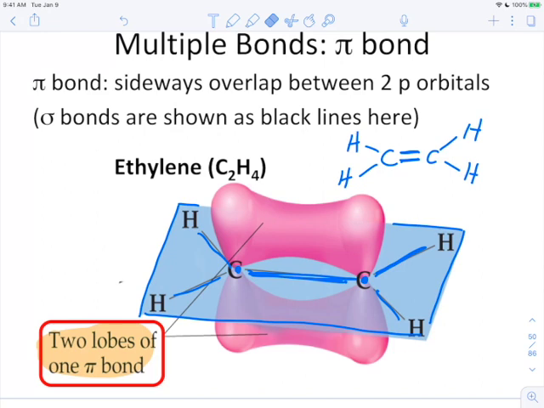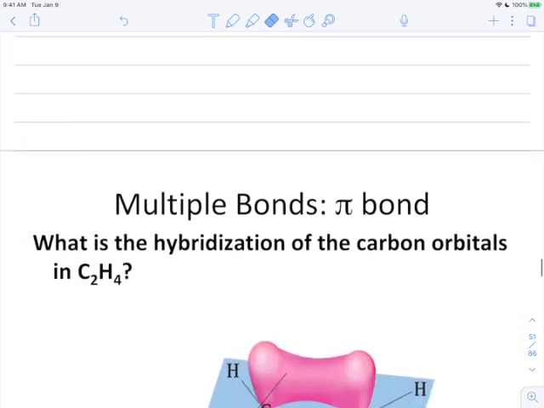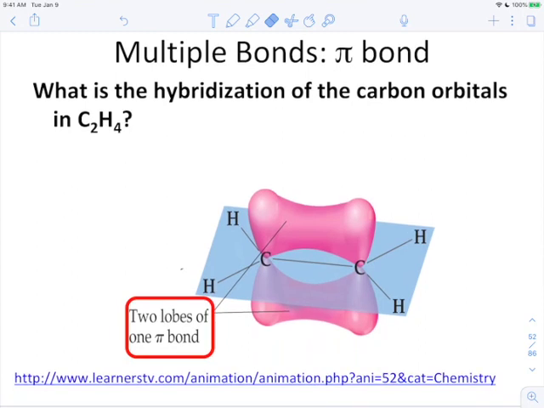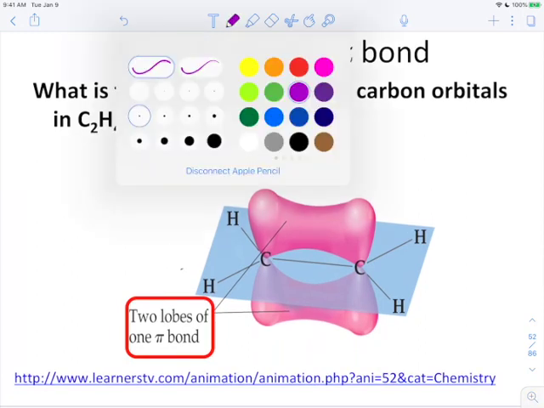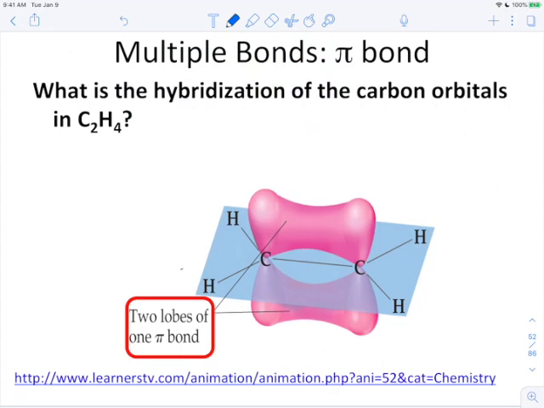All right, so any questions about what I was talking about before we went on break with regard to the double bonds, the pi bonds, or anything like that? All right, so here it says, what is the hybridization of the carbon orbitals in C2H4? Whenever we're doing something like that, I always find it most helpful to go back to the Lewis structure. So let's go ahead and do our Lewis structure, and it is a nice flat Lewis structure.